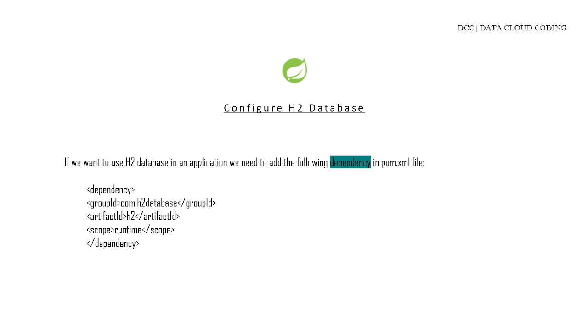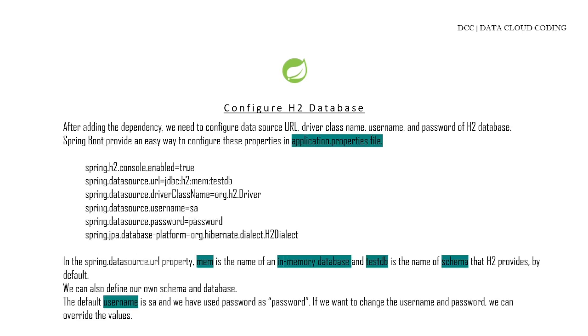Now coming to configuring an H2 database, we just have to add a single dependency in my pom.xml file, the dependency of the H2 database. So if you see, this is how the H2 database dependency looks. We have the group ID, we have the artifact ID, we also have the scope. And once we have added the dependency in our pom.xml file, we also have to provide a few properties in my application.properties file.